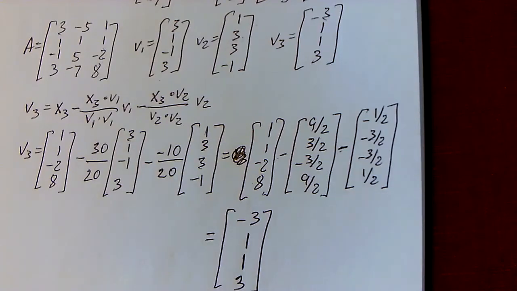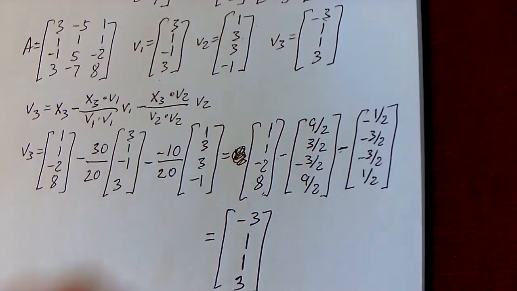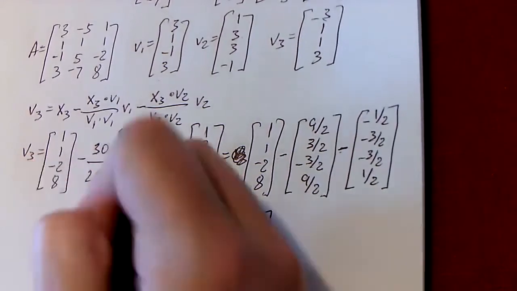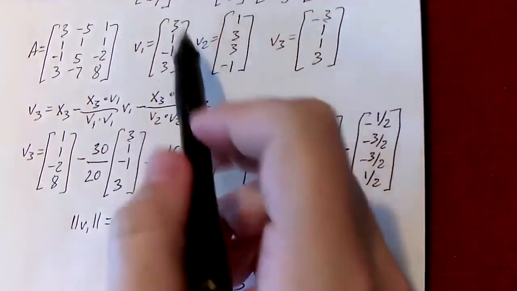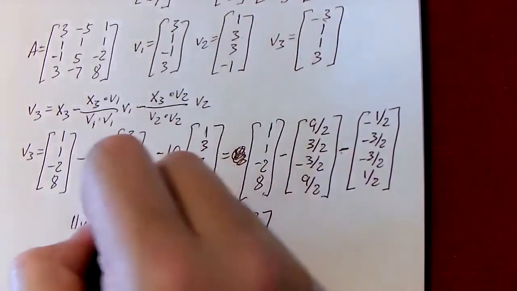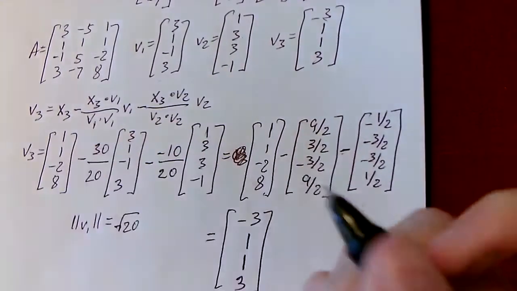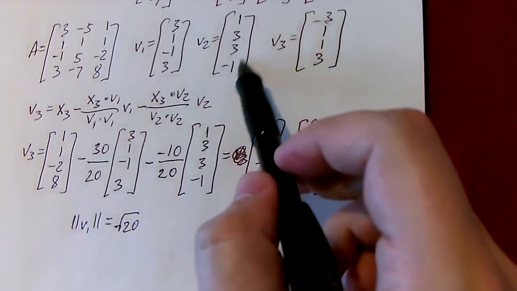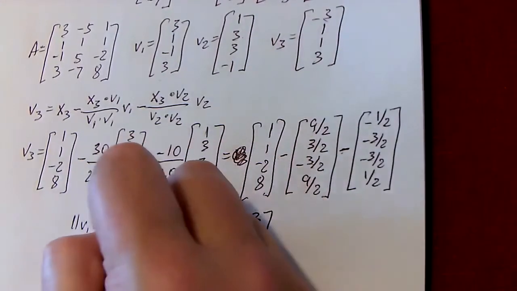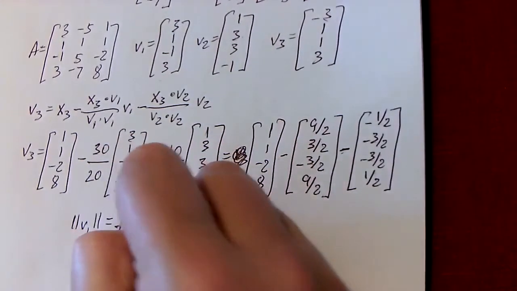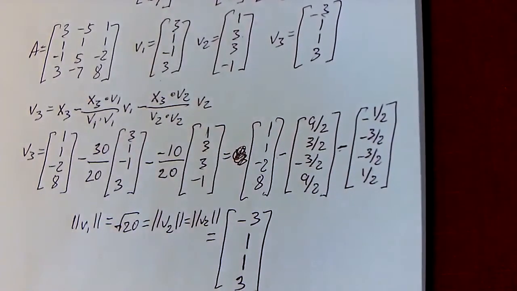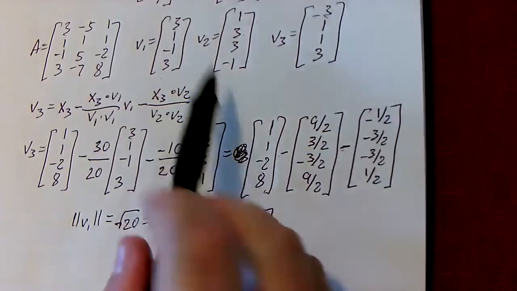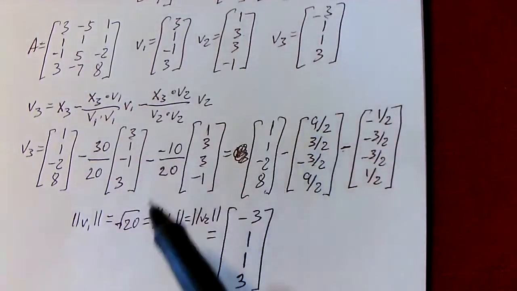Okay, and similarly, I could find an orthonormal basis. So the norm of V1, 9, 9, 1, and 1 would be 20, so it's the square root of 20. And it turns out these are all 1, 1, 3, and 3. So actually all of these, the norm is the square root of 20. Okay? So for an orthonormal basis, I would simply divide all of these by the square root of 20.